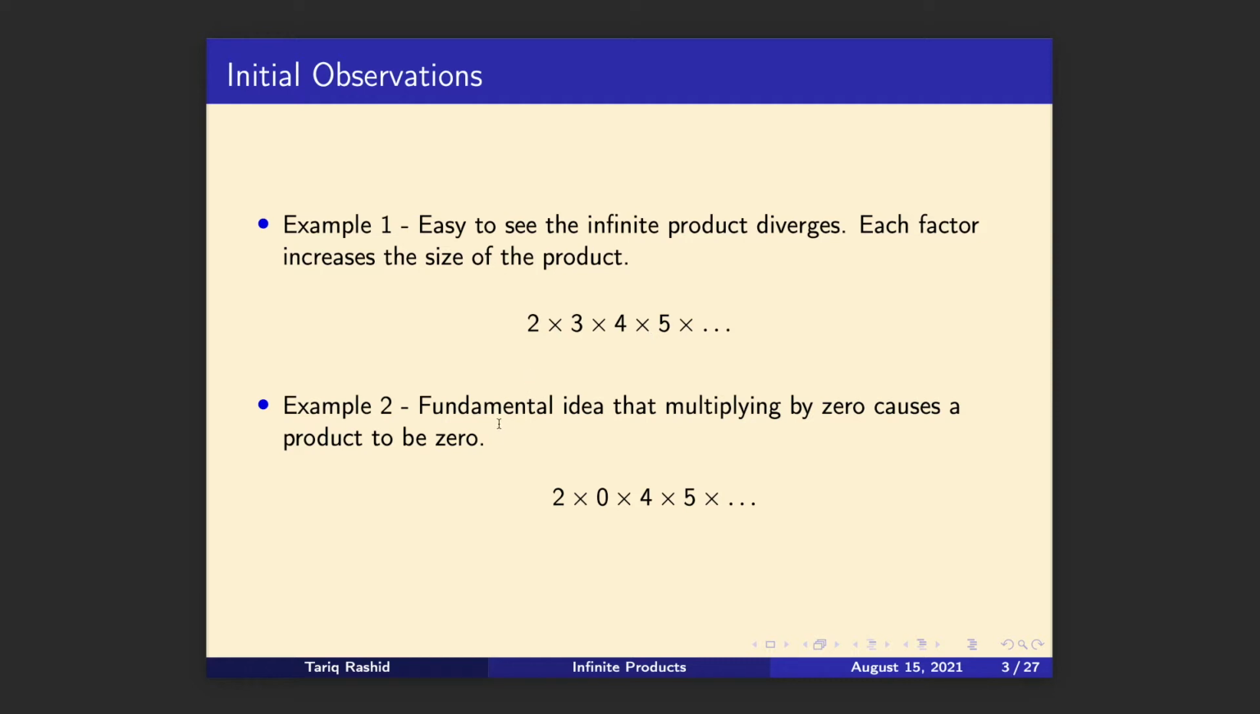Another really fundamental idea in multiplication is that if we multiply by 0, or if there is a product with a 0 factor, the whole thing must be 0. And we want to hold on to that. So if we take the same thing, but actually put 0 in, we will say that's 0. That's a foundational fact. We don't want to be in a position where, if we invent a theory of infinite products, multiplying by 0 doesn't give 0. That would be inconsistent in a way.